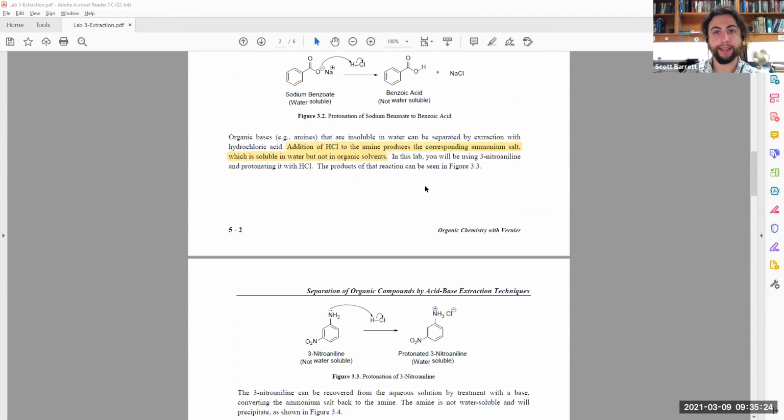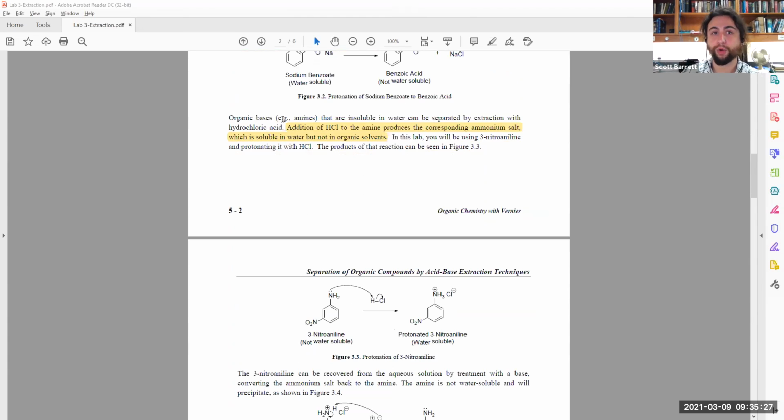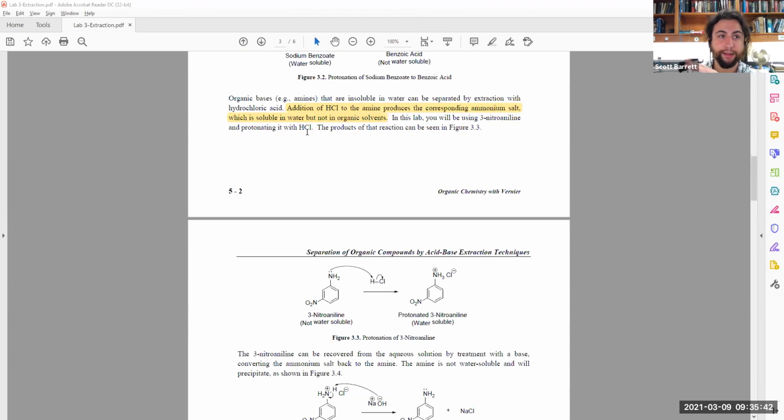Then, in the counter idea to this, talking about organic bases, well, amines in this situation, just remember the NH2, amines. Try and remember these key words. These are insoluble in water and can be separated by extraction with hydrochloric acid. Since the organic base, we're taking the opposite viewpoint, right? Our base is this amine, and we can add in hydrochloric acid to protonate the amine and create the ammonium salt, which is very soluble in water, but not in organic solvents.